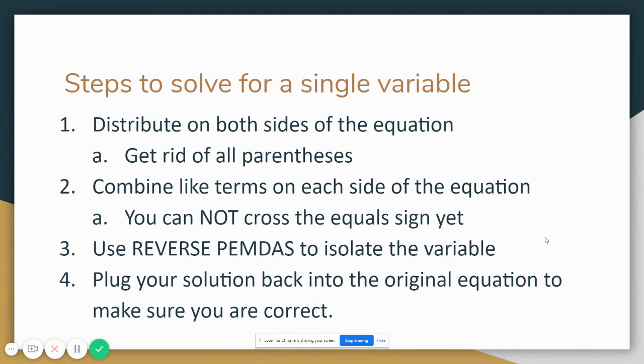All right, step number one, whenever you're solving these equations, you always have to make sure that you distribute, if possible, on each side of the equation, which means get rid of all your parentheses. And I'm going to give you an example of that here pretty soon.